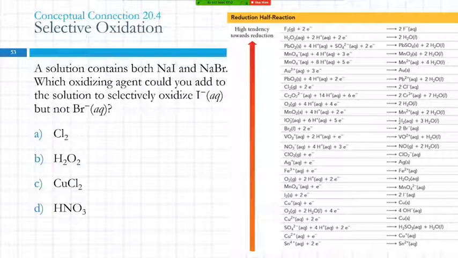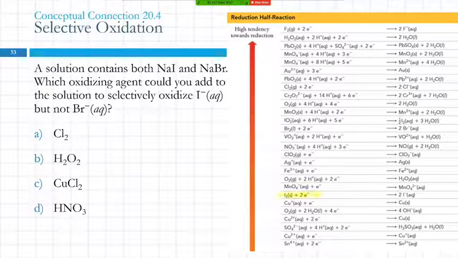Here's a conceptual question. It's a thinker. A solution contains both sodium iodide and sodium bromide. Which oxidizing agent could you add to the solution to selectively oxidize iodide but not bromide? We need to look at this table, and we need to find the reaction. These are all reduction reactions. We're talking about oxidizing iodide. So we're going to find the reduction reaction and think about it as going in the other direction.